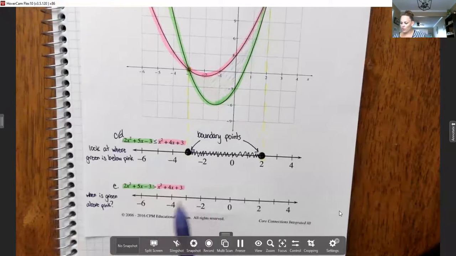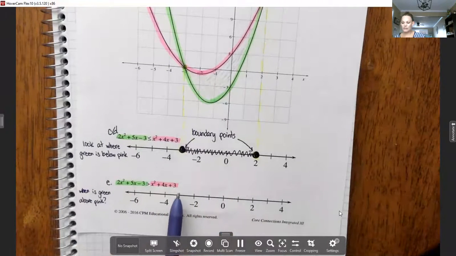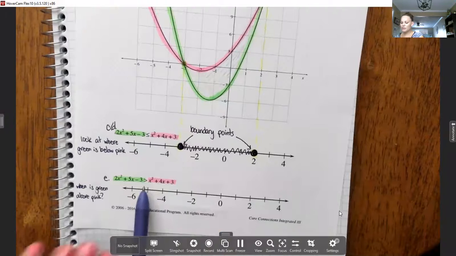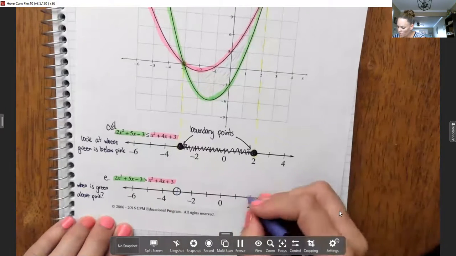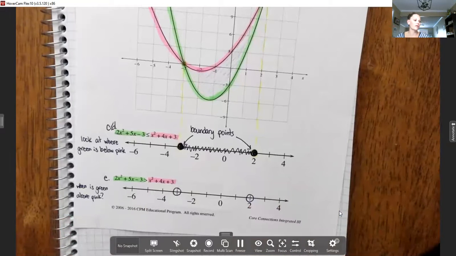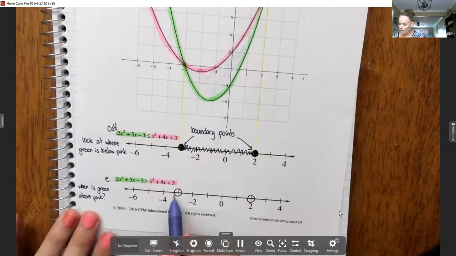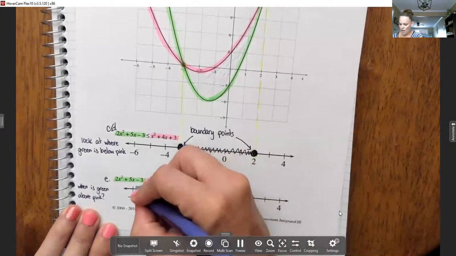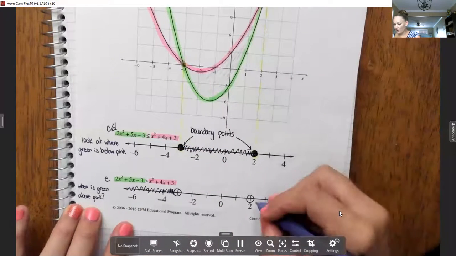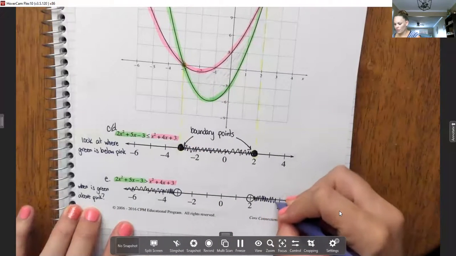Also something to remember, so again, we look at the boundary points, they're the same here, it's the same graphs, but this one doesn't have the or equal to. So this circle is going to be open, and this circle is going to be open. And so here, when it's green above pink, is everywhere this way. And green is above pink from 2 on this way.